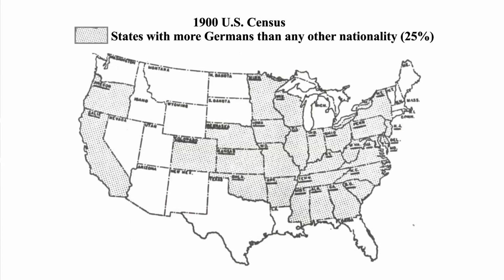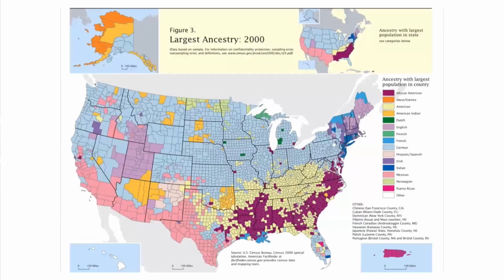Census, the following map shows that those states that are shaded had more people of German descent than any other nationality. At that time, people of German descent represented 25% of the total population. In the U.S. 2000 Census, people were asked to identify up to 5 countries that their ancestors were from. Each country was color-coded. The color for Germany was light blue. The color of each county and state was determined by the highest country of descendants. On the upper right, it shows the largest descendants by state.